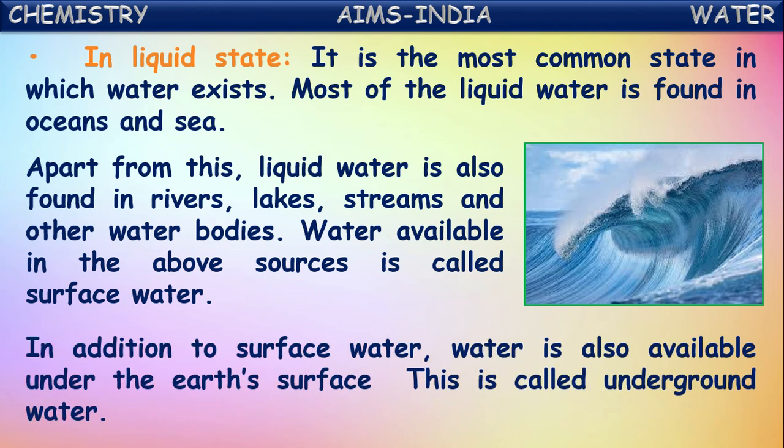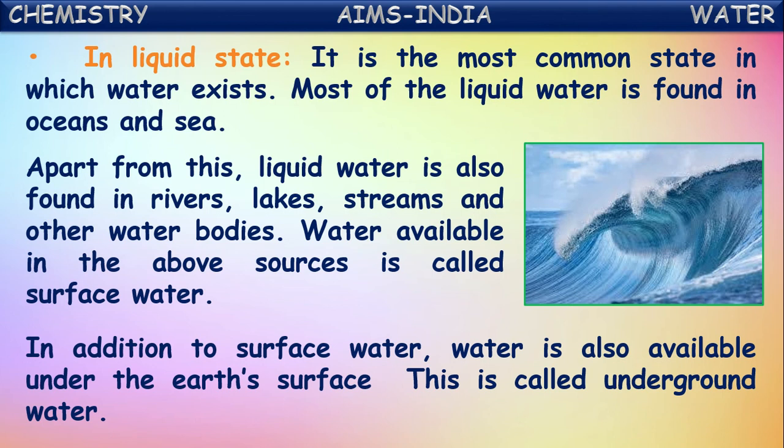In addition to surface water, water is also available under the earth's surface, under the layers of the earth. This is called underground water or groundwater. This we collect with bore wells and wells. So water is available in two forms: surface water and groundwater.